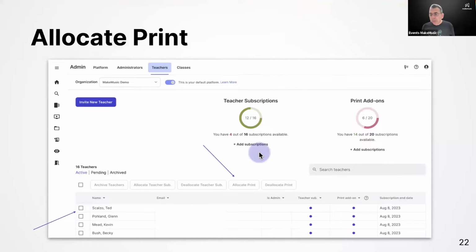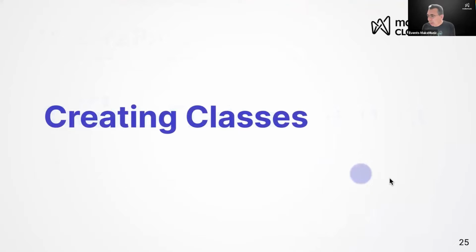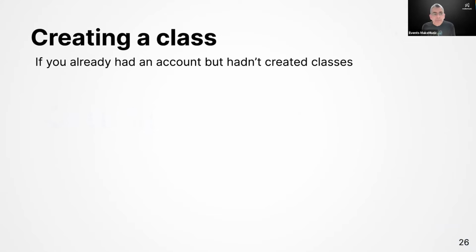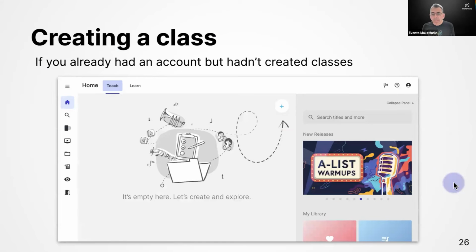We did go through the allocate print. And what I want to talk about next is creating classes, because that's probably where you want to get to if you haven't done it already. So creating a class. If you already had an account but hadn't created classes, remember, that's what your page is going to look like. All right. It's important to note that. So don't panic. Your homepage will look a little different.